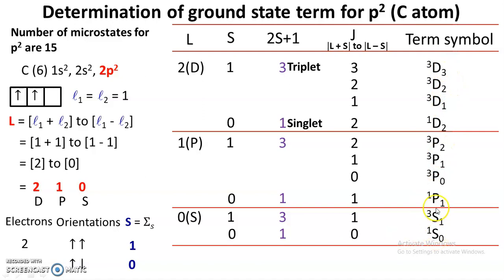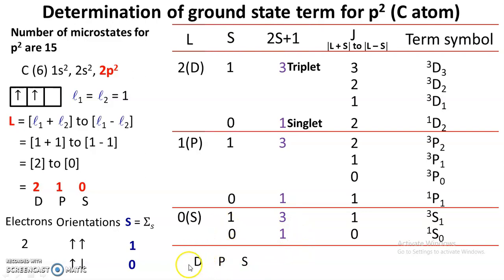But all these term symbols are not allowed. Few term symbols are allowed, and these allowed term symbols are based on the selection rules. Now how do we find these allowed term symbols? Here the possible terms are D, P, S. Just write D, P, S. For this set, we have seen the possible multiplicities are singlet and triplet. Singlet, triplet, singlet, triplet. These two multiplicities are possible.